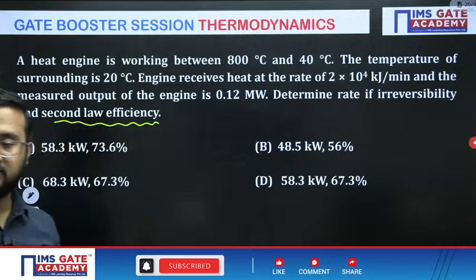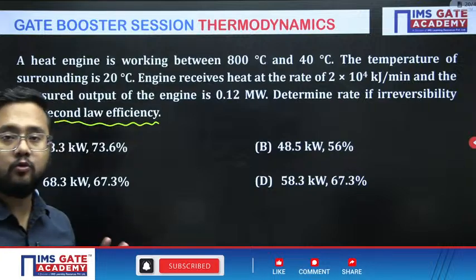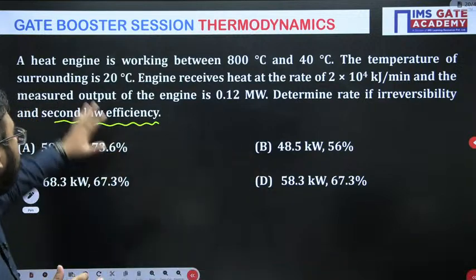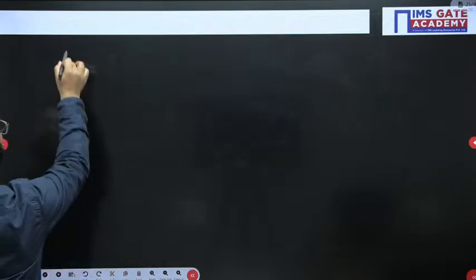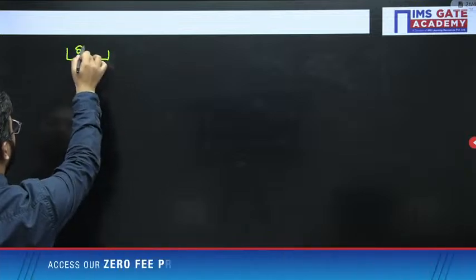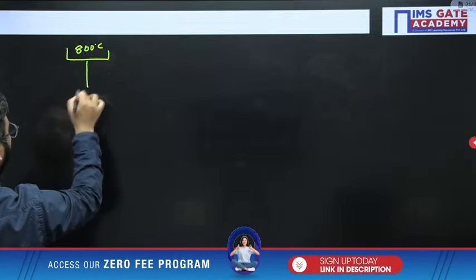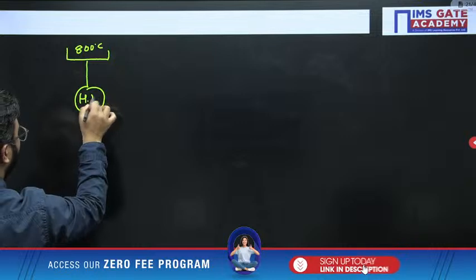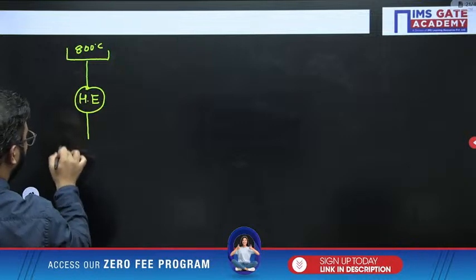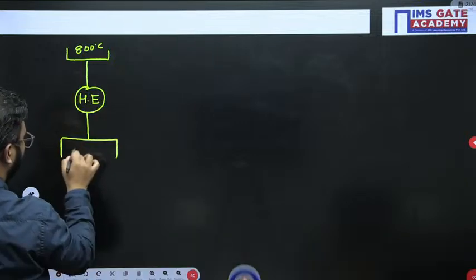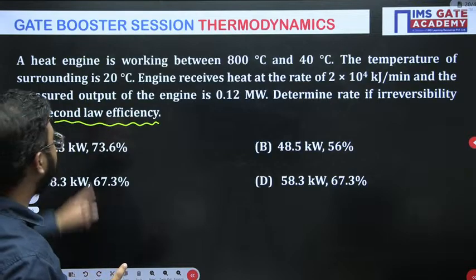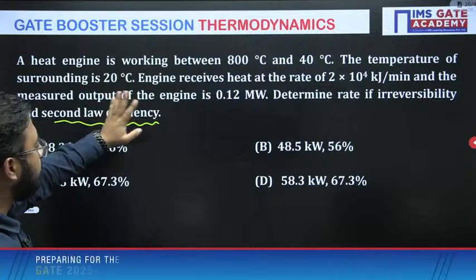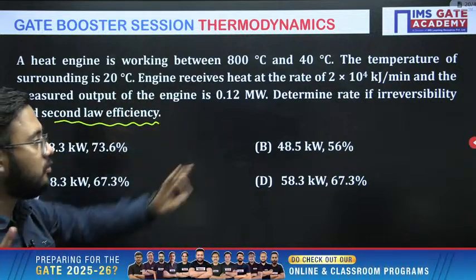See, now please try to understand how to approach such kind of problems. Engine working between 840 degrees Celsius. So let us mention it here like this: 840°C. Temperature of surroundings 20 degrees Celsius. Engine receives heat at 2 into 10 to the power 4.